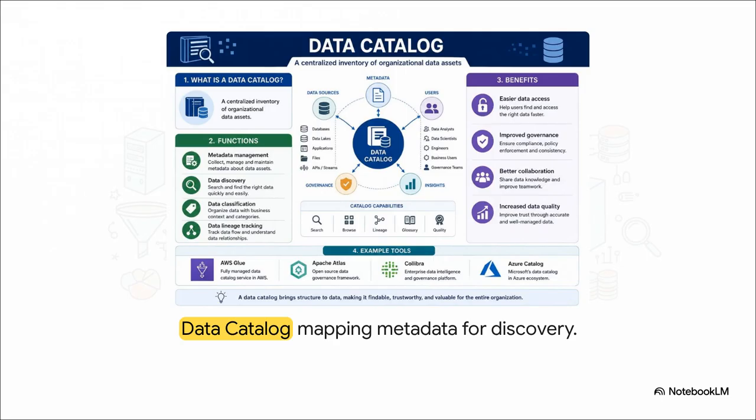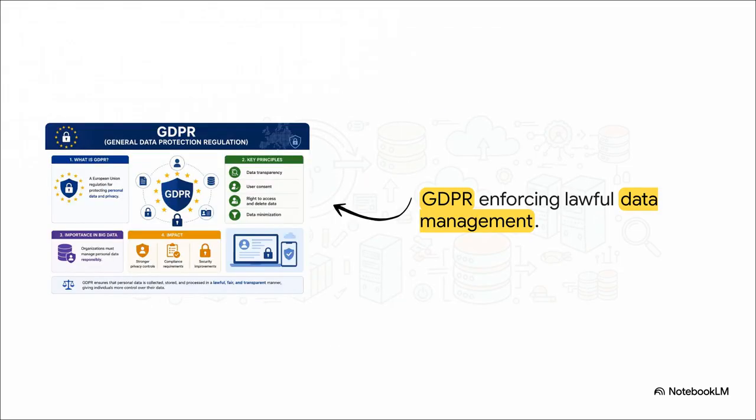That is why we implement a data catalog. Think of this as a centralized master directory that uses metadata to map out everything we have. It lets our analysts, engineers, and scientists easily search for, trust, and collaborate on the data they need, while automatically enforcing strict governance policies. And overseeing all of this internal security are external legal frameworks like the GDPR.